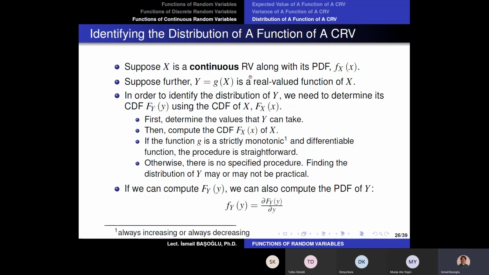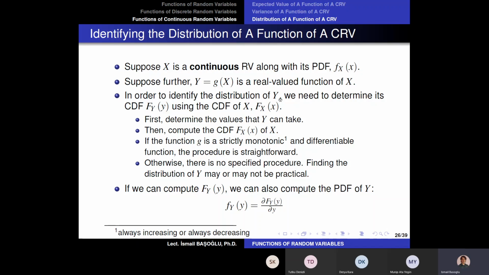Okay. Now, suppose x is a continuous random variable, and it has the probability density function f_X. So this subscript x indicates that this PDF belongs to random variable x. And we further suppose that the random variable y is equal to g of x, which is a real valued function of the input random variable x. So y is the response variable, the output, and x is the input variable. Okay. And then my objective is this: I want to determine the distribution of y.